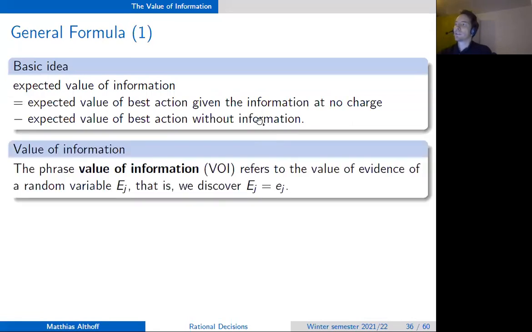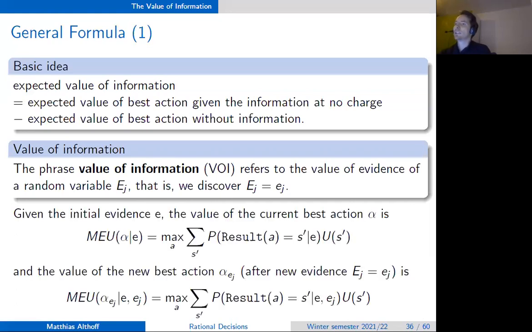So basically, the phrase value of information now refers to this value of evidence of these random variables EJ, which have not yet been revealed. So that means that we discover the value, that we now know what the exact value of this random variable is. And this can be written in a more mathematical fashion.